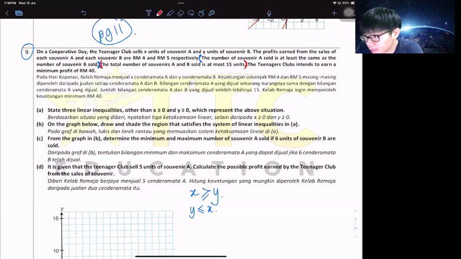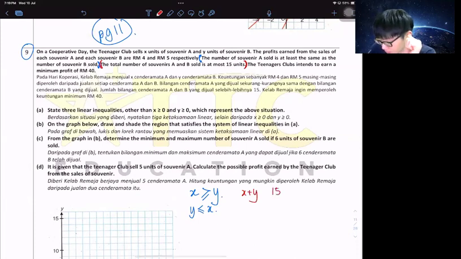Total number of souvenirs A and B sold is at, oh my god, again, at most 15 units. Okay, so the thing about this chapter is that it's not so straightforward anymore. They don't tell you straight away it's a 15, or straight away it's a 2. No, they say at most 15. Also, total means plus, right? So how many souvenirs A? X. How many units of B? Y. So together, X plus Y. Total is plus, right? X plus Y at most 15 units. Not equal, unless they say it is 15 units, then equals to 15. But here it's at most.